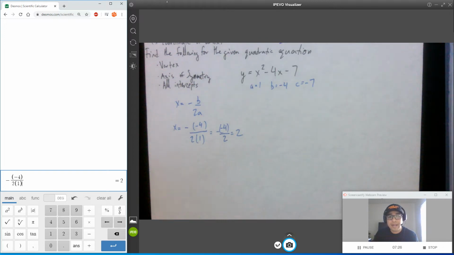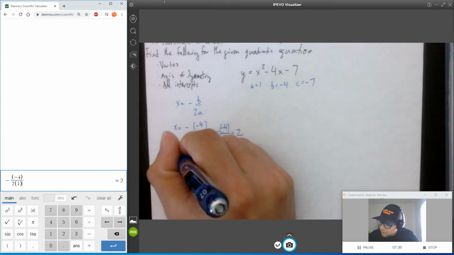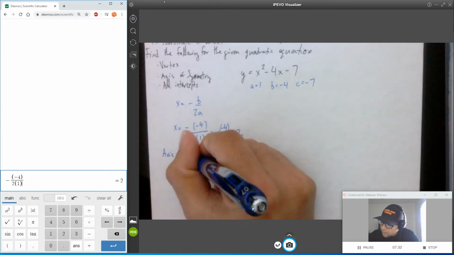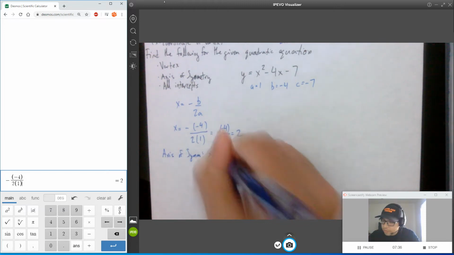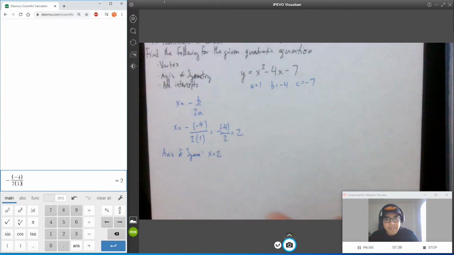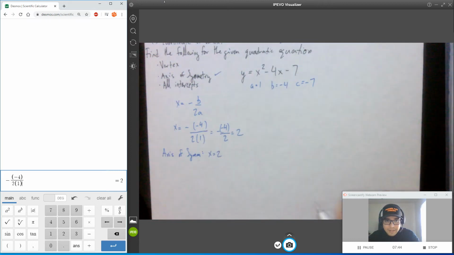So let's go ahead. I found my axis of symmetry. The axis of symmetry is x equals 2. We'll come back to this in a bit and I'll draw a sketch of what this looks like. So I have my axis of symmetry, and I got that out of the way.